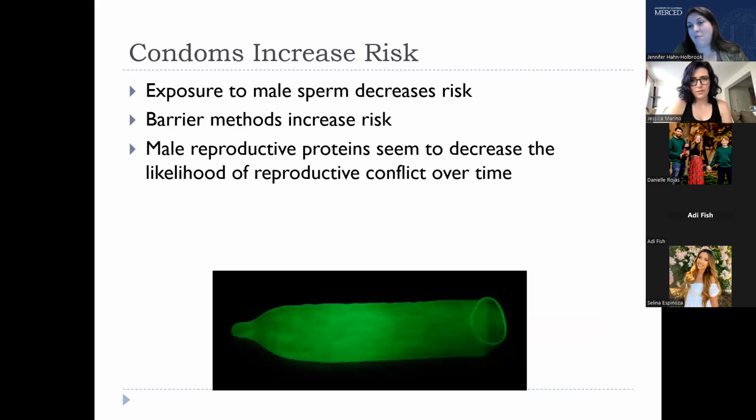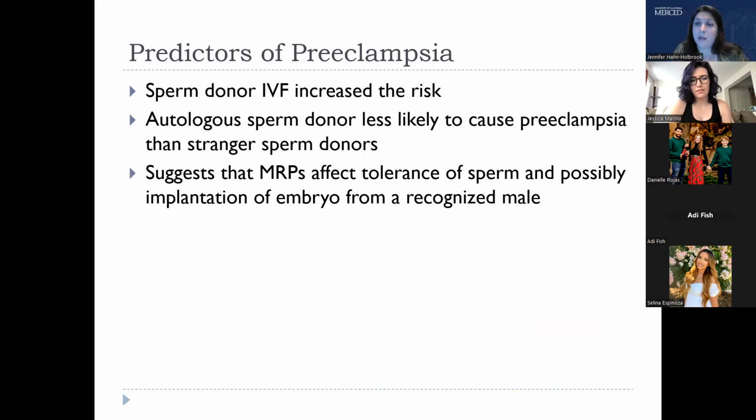So if you're using condoms and you're not getting exposure to that sperm, it increases your risk. Predictors of preeclampsia include a sperm donor through IVF, which really increases the risk. If you have a sperm donor that the mom has had sex with or been exposed to before, it decreases preeclampsia risk and suggests that these antigens affect tolerance of sperm and possibly implantation of the embryo from a recognized male.